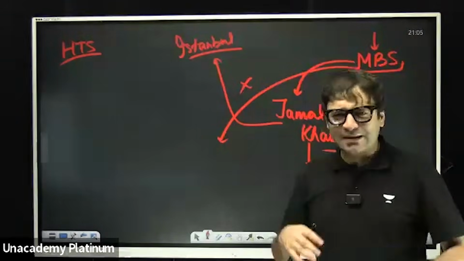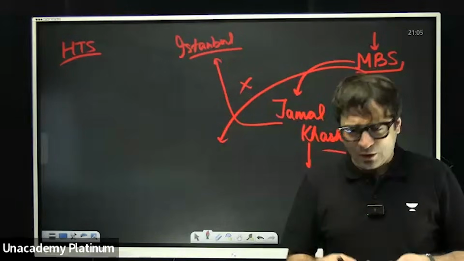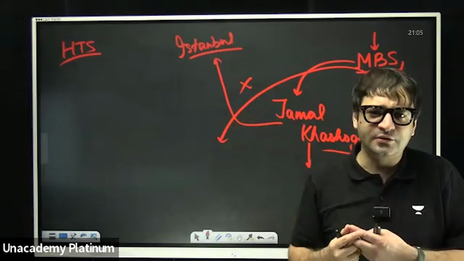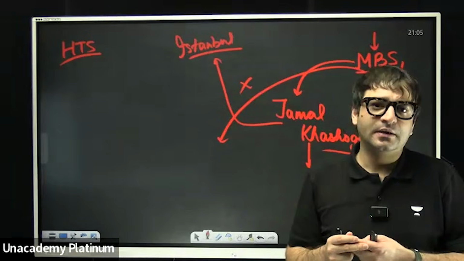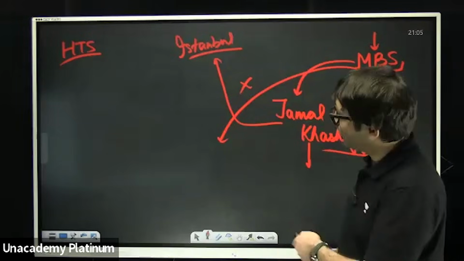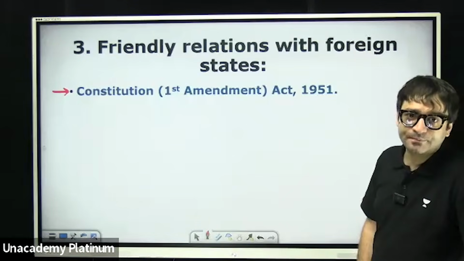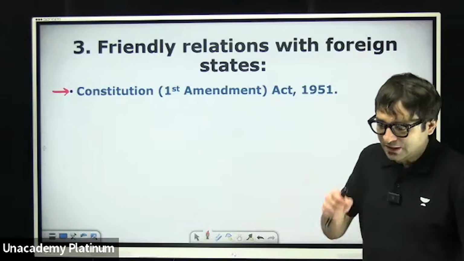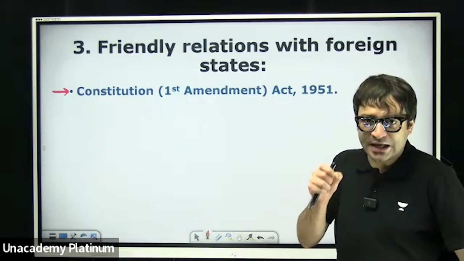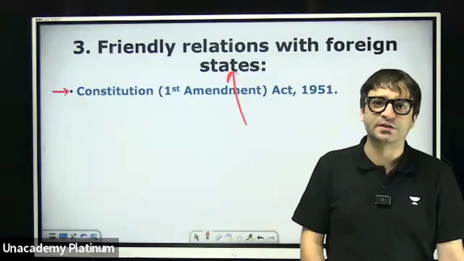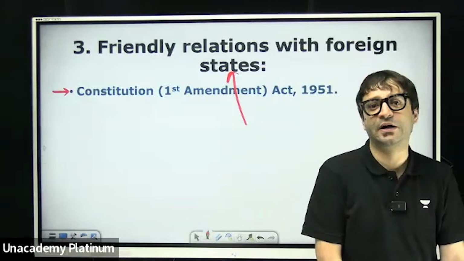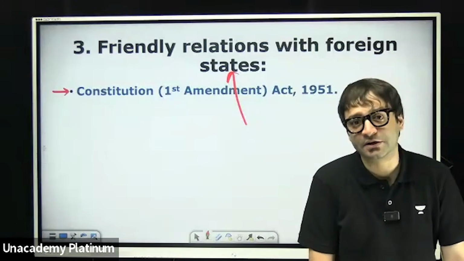Now, you may think that this is a regressive provision. Why should Indians not criticize a foreign country or its leader, even if that is a friendly country? But the point is, this was done by a constitutional amendment in 1951, which means your freedom of speech and expression can be restricted in the interests of having good relations with foreign states, friendly relations with friendly countries. Third reasonable restriction.